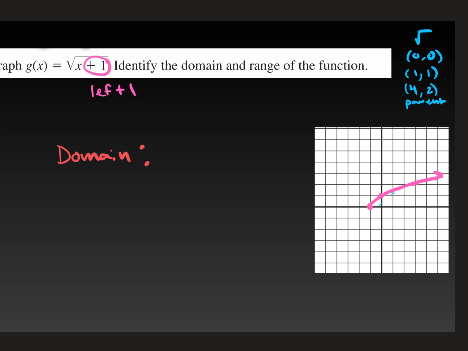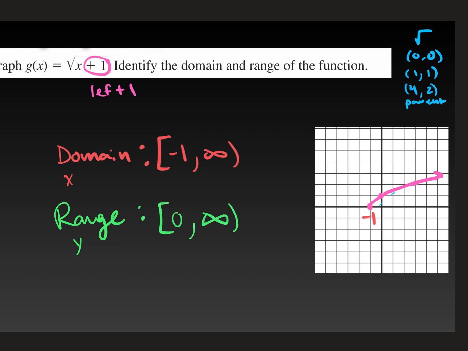So our domain, we're talking about x values. So going from left to right, what x value does my graph start at? -1, perfect. So my domain starts at -1 and goes to what? Infinity. Then for my range, we're talking about y values. So start down low and go to the top. At what y value does my graph start? 0. So we start at 0 and go to infinity. Perfect.